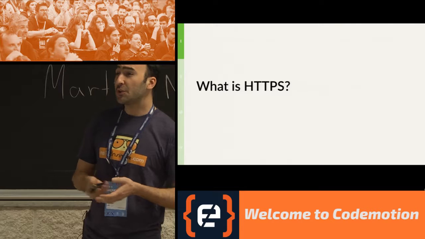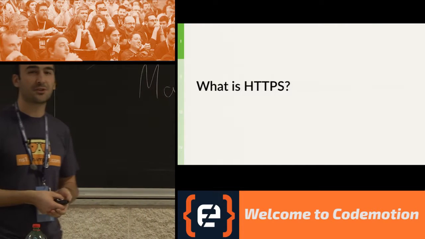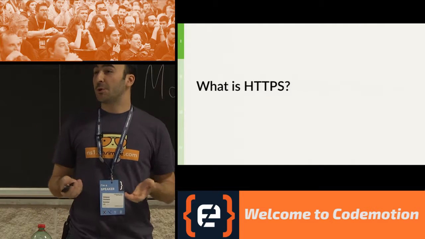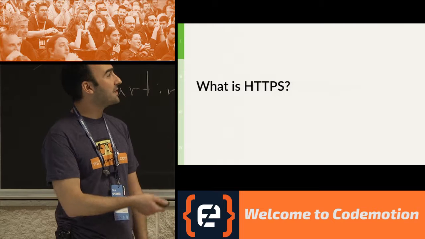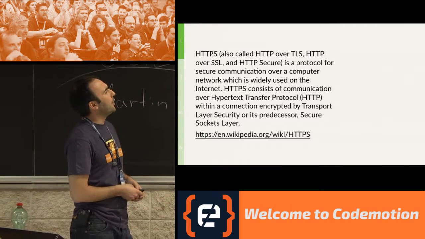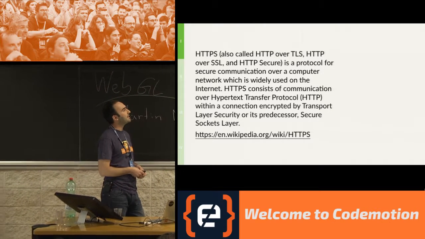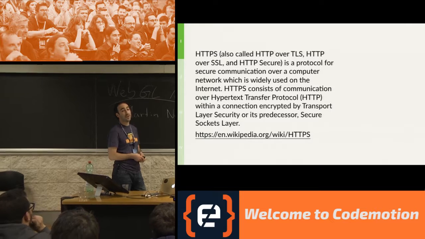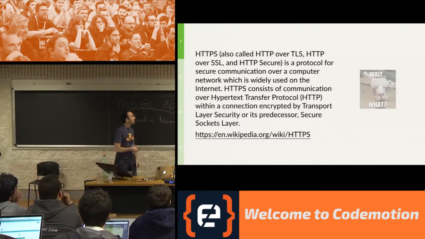What you have been told at university or from coworkers, whenever you don't know something, the first thing to do is, well, let's go to Wikipedia. So let's see what's the Wikipedia definition for HTTPS. HTTPS, also called HTTP over TLS, HTTP over SSL, HTTP secure, is a protocol for blah, blah, blah. Not really very friendly.